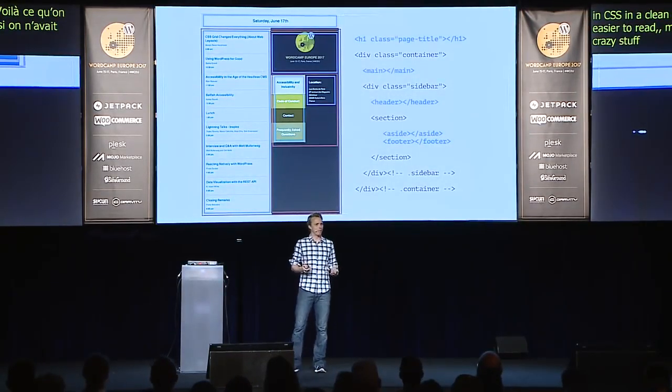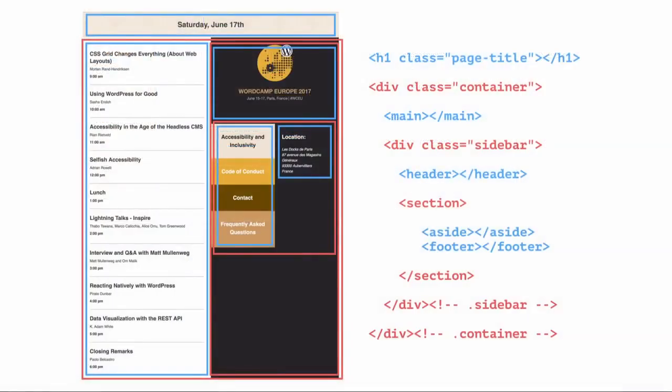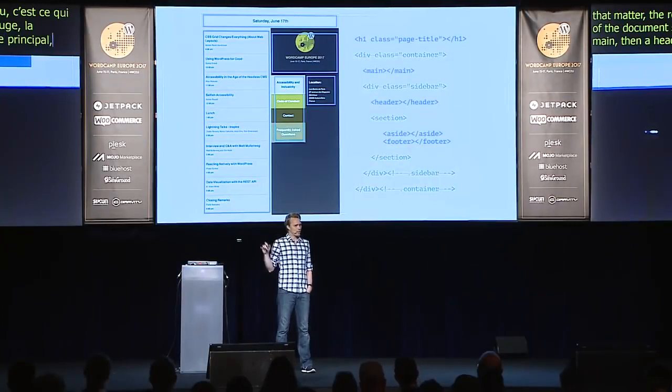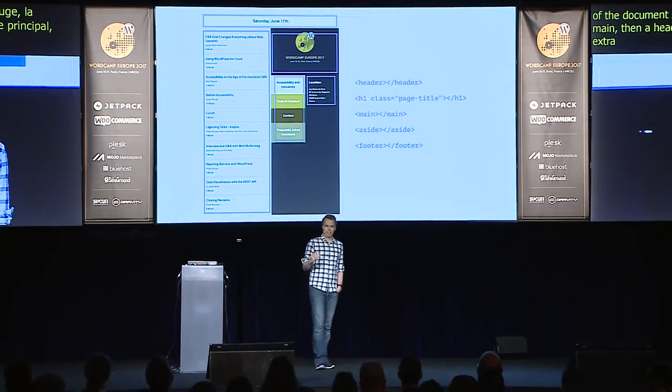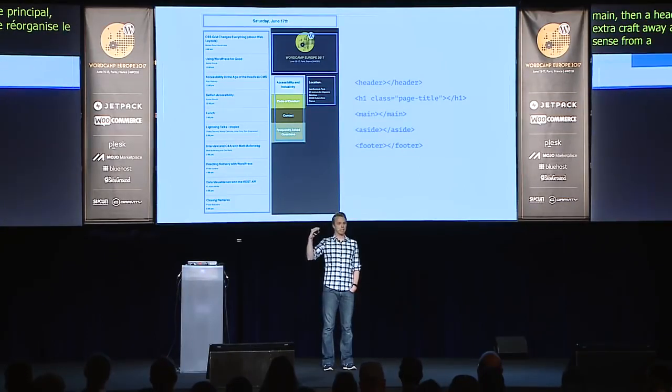If you look at my example, the blue items are the ones that matter. The red don't. But even if I take away the red items, the structure of this document still makes no sense. We have a heading 1, then we have a main, then we have a header, then we have an aside, and then we have a footer. If I take all the extra cruft away and reorganize the document, all of a sudden it makes much more sense from a semantic standpoint. Header, h1, main, aside, footer.